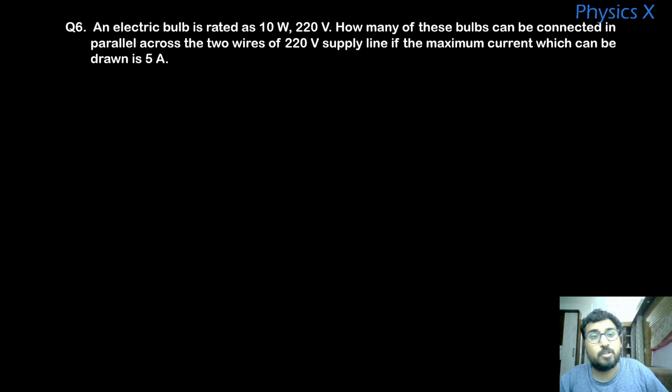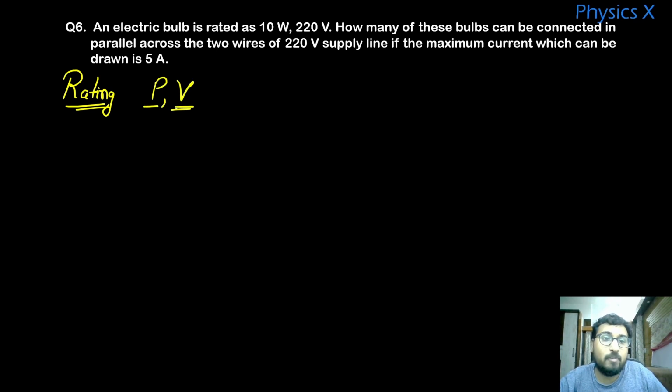let us see the next question. So he's saying that an electric bulb is rated as 10 watt, 220 volt. How many of these bulbs can be connected in parallel across the two wires of 220 volt supply line if the maximum current is this? So I told you in the first question also that the ratings, especially power and voltage, are of significance, right? Because voltage is going to be the same everywhere. Whatever device or bulb or appliances we are using at home, they are operated in parallel, so voltage is going to be the same.